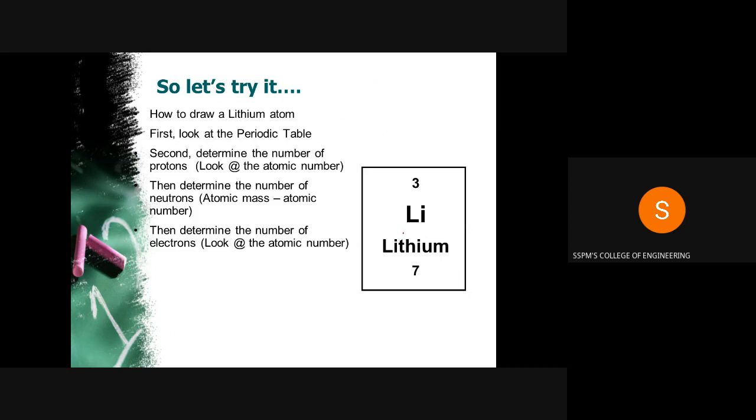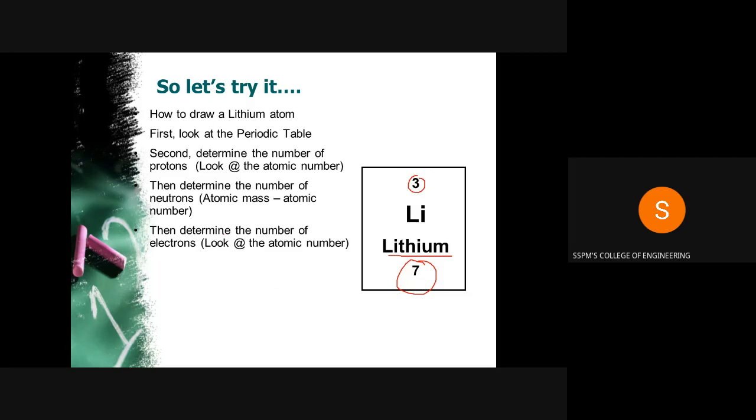So take lithium. How can you write and determine its atomic number and atomic mass number? Lithium has atomic number 3. Its symbol is Li, the name is lithium, and the atomic mass number is 7. So you can write it this way: on the upper side there is the atomic number, then below that the symbol and name, and after that the atomic mass number.